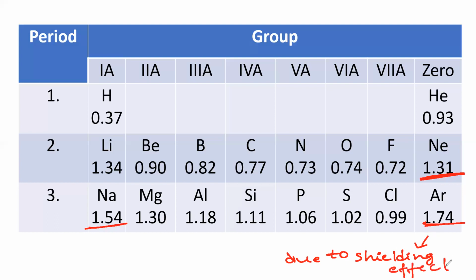The atomic radius of neon and argon is more, because what is the configuration of neon? ns2 np6. So it is completely filled electrons. For argon also ns2 np6. So as they have completely filled s electrons and completely filled p electrons, automatically it has a high shielding effect.